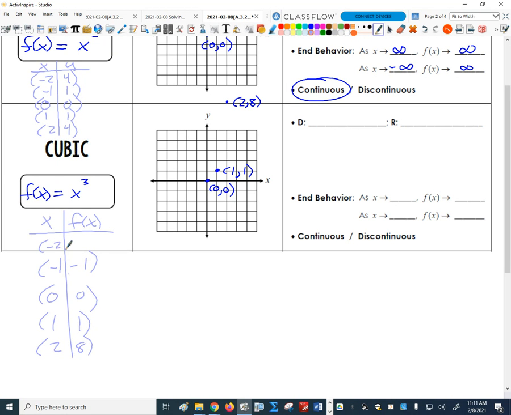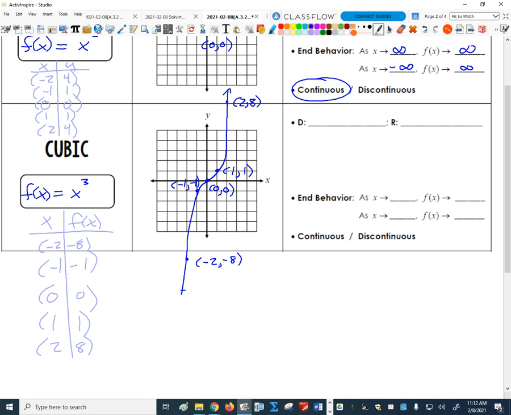And then negative 2 cubed: negative 2 times negative 2 is 4, times another negative 2 would give me negative 8. So I've got points over here at negative 1, and negative 2, negative 8. So there's 5, 6, 7. So right down about there maybe, huh? Negative 2, negative 8. And if I want to graph this one, it's going to look kind of like that, right? It's not a great graph, but you get the idea.